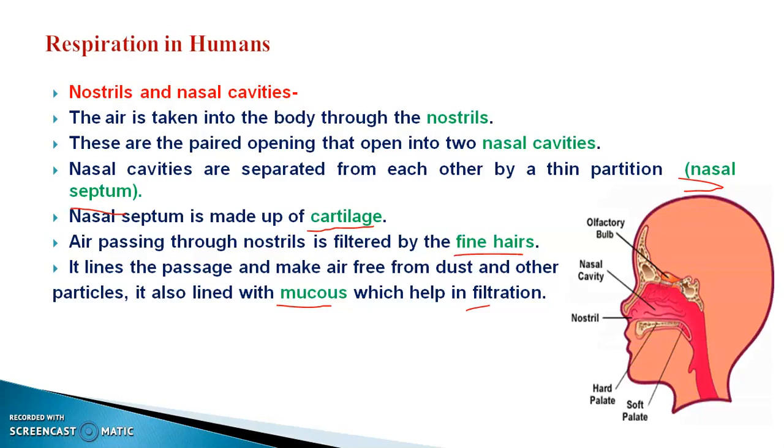So now look here. This is the diagram showing the nostril and nasal cavity. This is the opening, that is the nostril, and this is the nasal cavity.